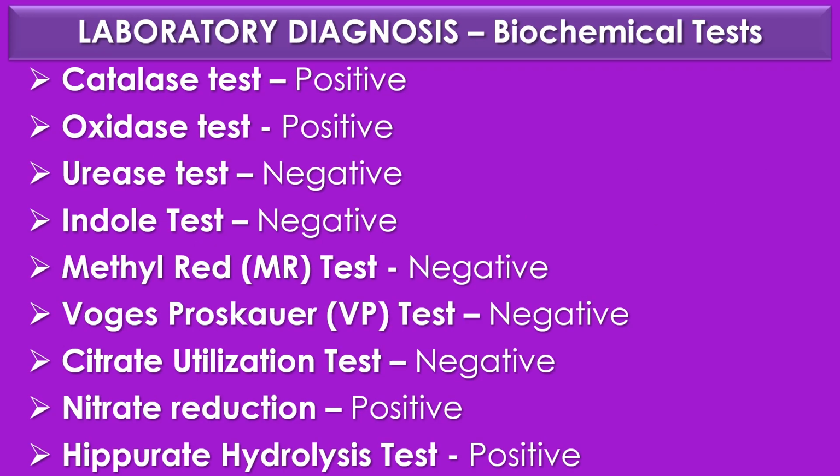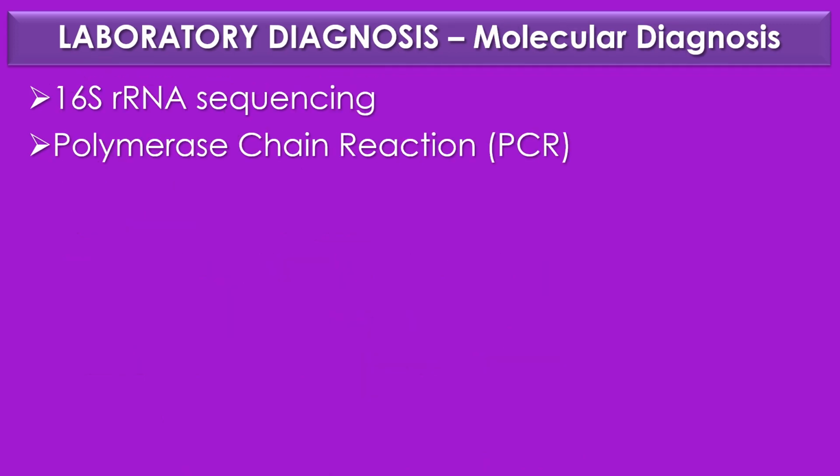Next, biochemical tests. Catalase test positive, oxidase test positive, urease test negative, indole test negative, MR test or methyl red test negative, VP test or Voges-Proskauer test negative, citrate utilization test negative, nitrate reduction test positive, and finally hippurate hydrolysis test positive. 16S rRNA sequencing and polymerase chain reaction are the two molecular diagnostic methods used for the diagnosis of Campylobacter jejuni.